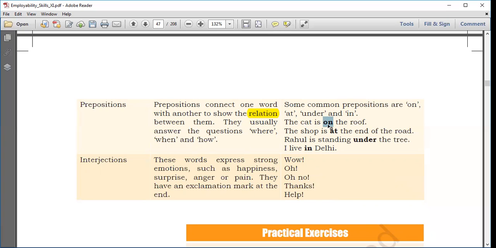तो on का मतलब है ऊपर, at, just next to, you can say. The shop is at the end of the road. रोड के end पे जाके shop है. Under is something which is below, नीचे. Rahul is sitting under the tree. In is in something, that I live in Delhi. So I live inside Delhi somewhere. So these on, at, under, in, these are the prepositions here, and they are connecting one or more words with each other, and they also show the relation between these two words.